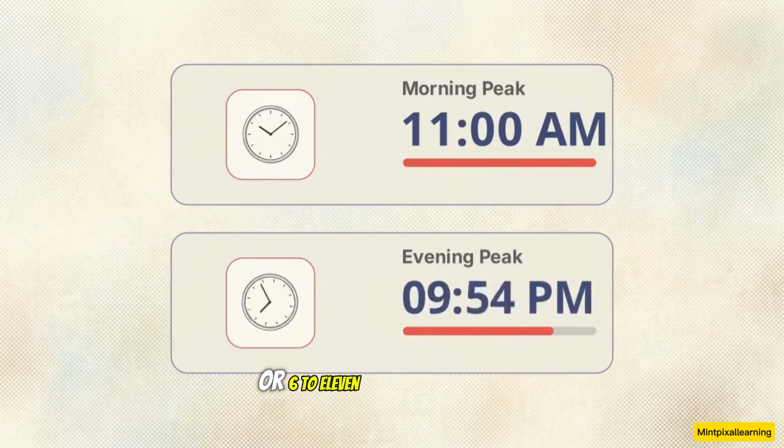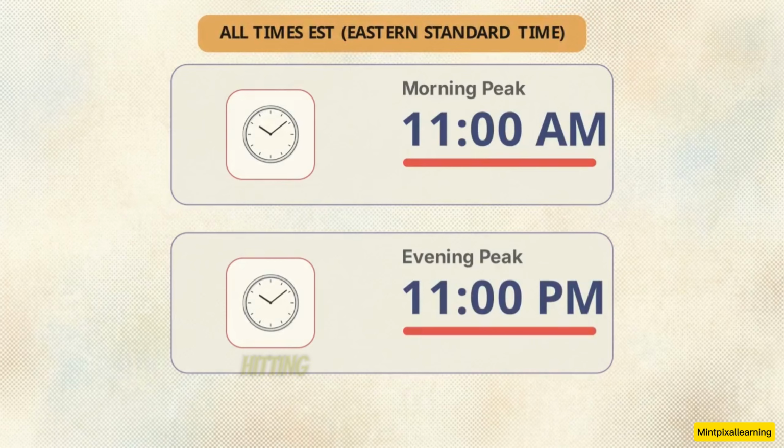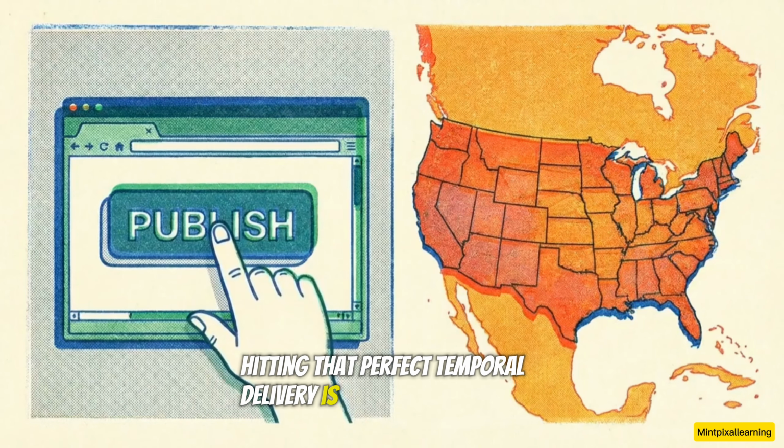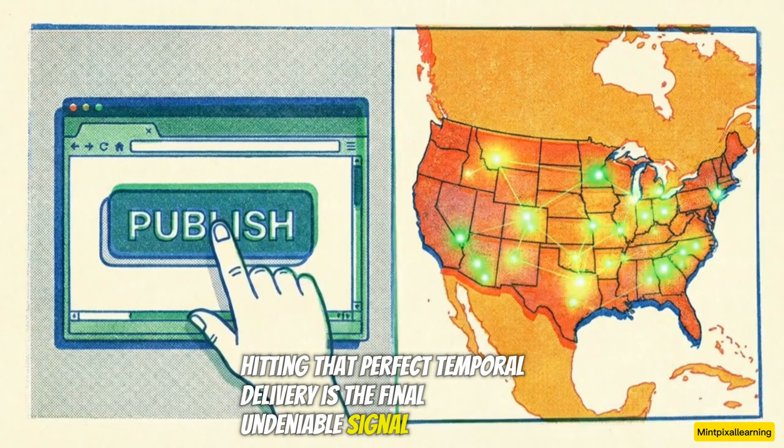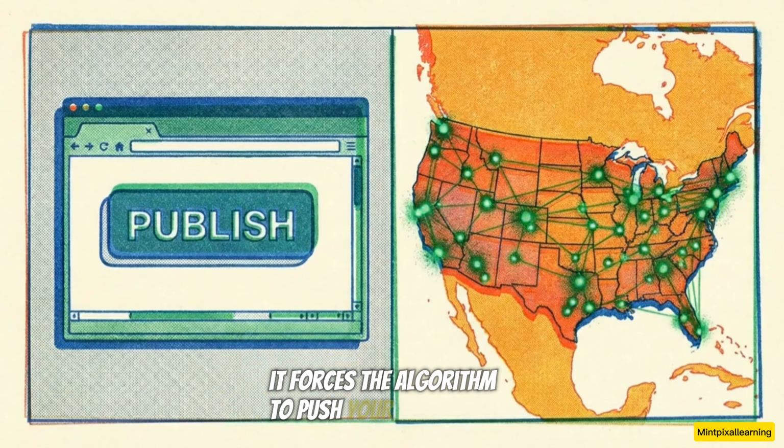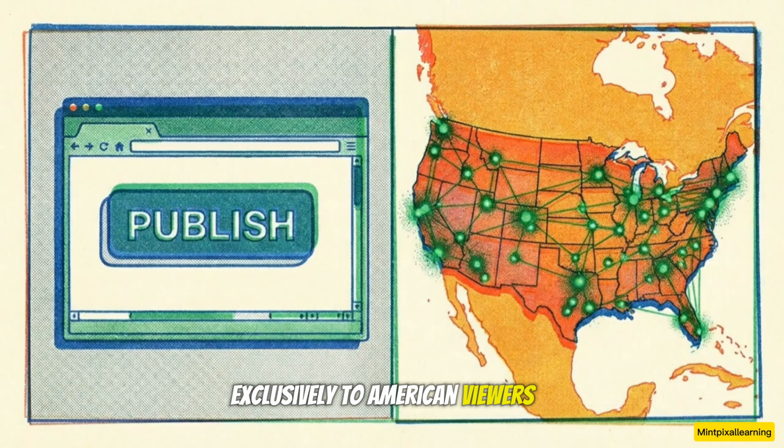or 6 to 11 p.m. Eastern Standard Time. Hitting that perfect temporal delivery is the final, undeniable signal. It forces the algorithm to push your video exclusively to American viewers.